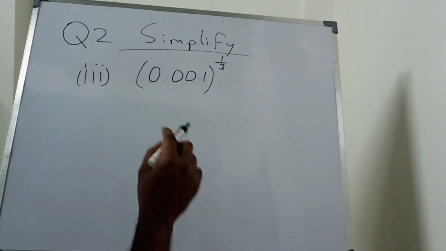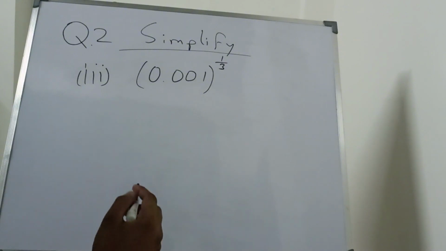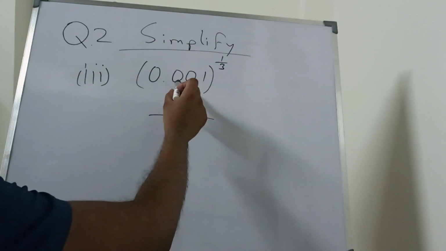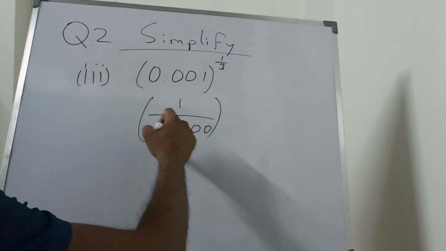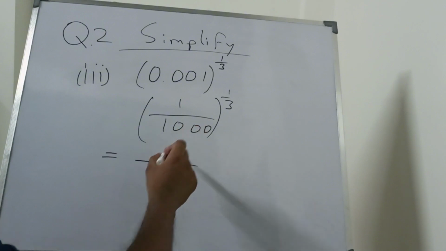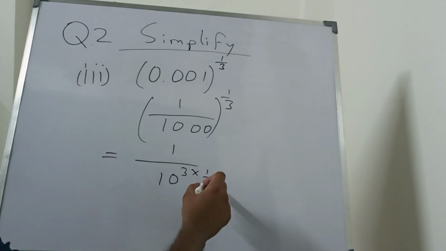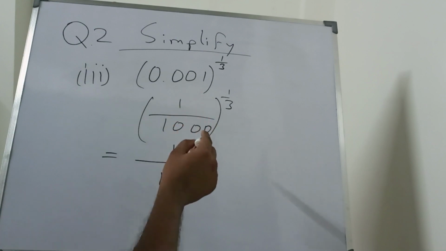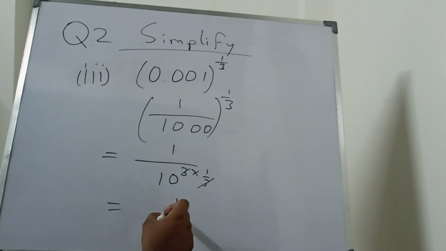The third question: 0.001 raised to the power 1 by 3. This will take some knowledge of decimals. After the decimal there are 3 digits, so it is 1 over 1000 raised to the power 1 by 3. This is nothing but 1 by 10 cube, and 1 raised to the power 1 by 3 gets multiplied. We all know that 1 raised to the power anything will give you just 1. So this 3 and 3 get cancelled, so 1 over 10 is the answer.